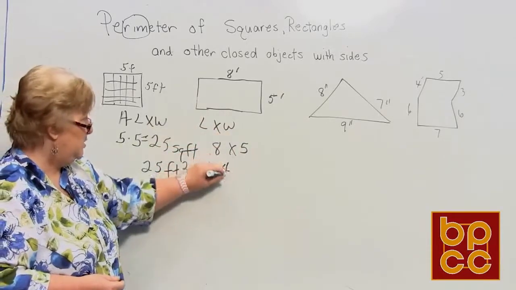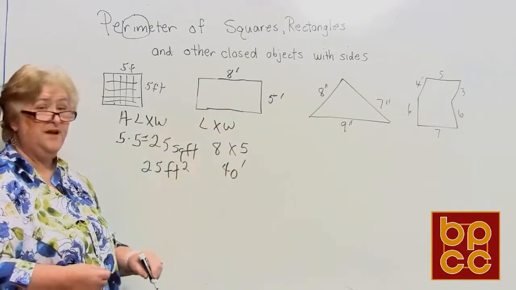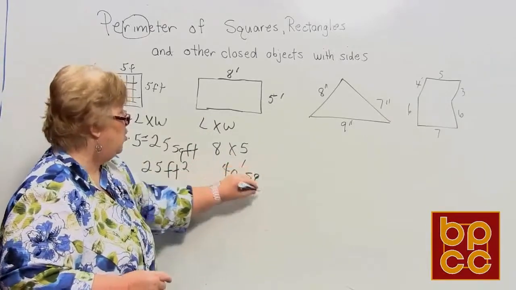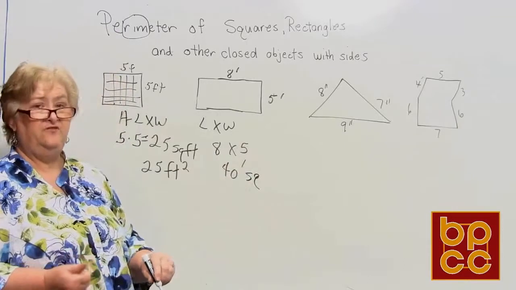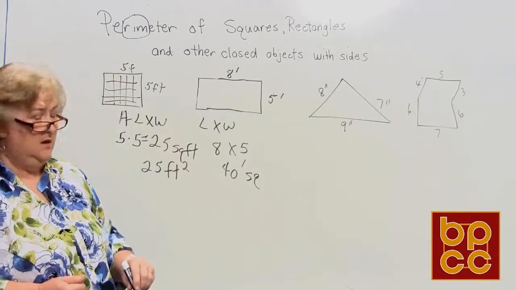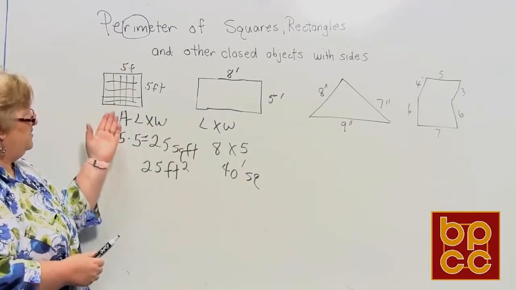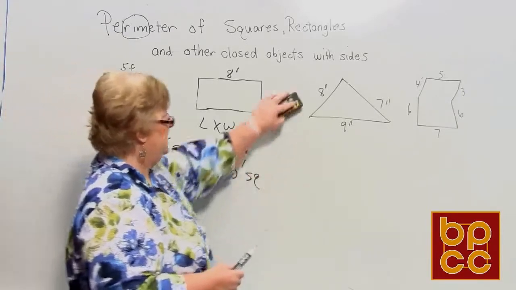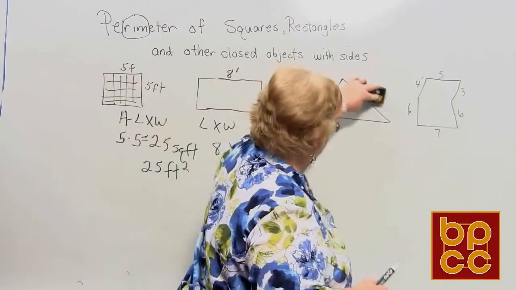That is going to equal 40 feet, but it's 40 what? It's 40 square feet, or 40 feet squared, okay? Length times width on the square and on the rectangle. Now the triangle is a little bit different, okay? Let me make up one here for you.